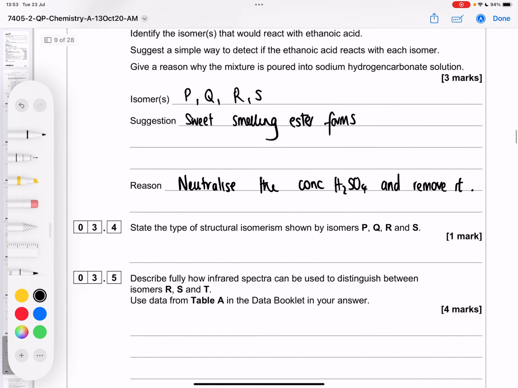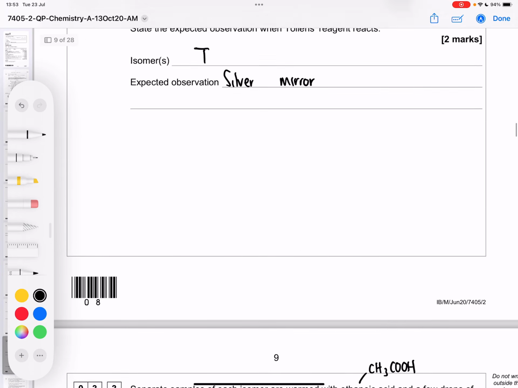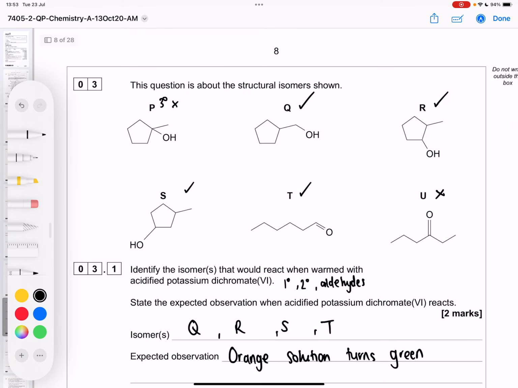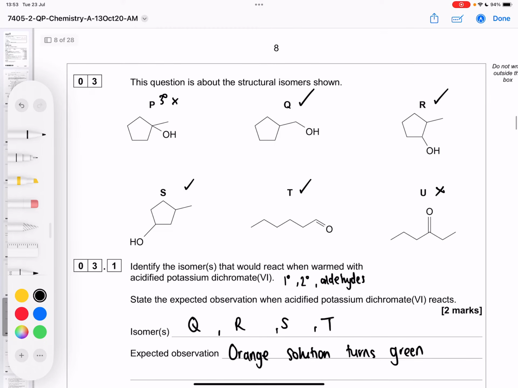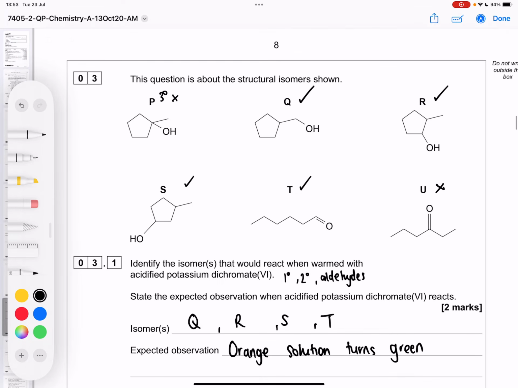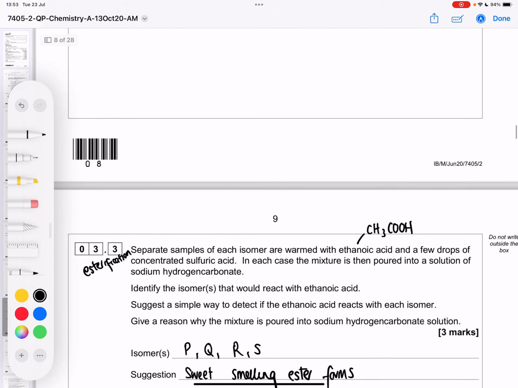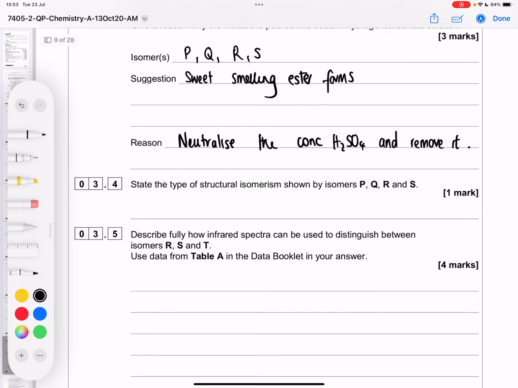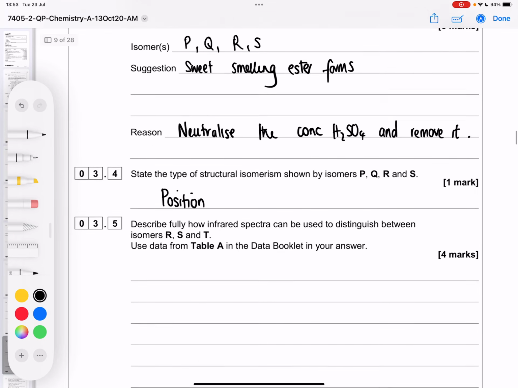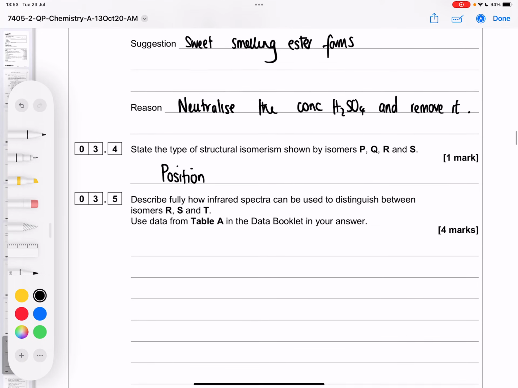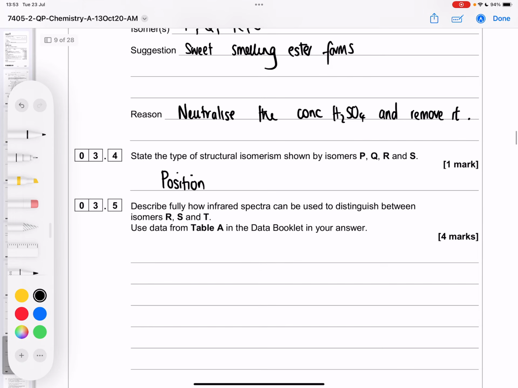State the type of structural isomerism shown by P, Q, R and S. Let's go back and have a look at them. So what we've got is a cyclopentane ring with a methyl group sticking off, and then the OH is moving around. It's moved from the one position of the cyclopentane ring to the methyl group, to the 2 position, to the 3 position. So the functional group is moving around its position on that methyl cyclopentane, so they are position isomers.